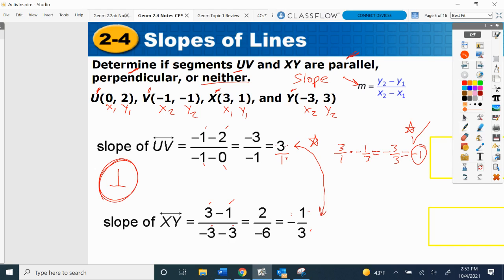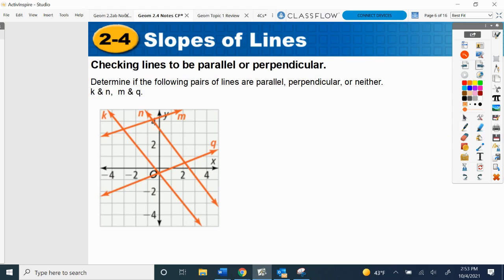Okay, let's check out some other examples we're going to take a look at. Okay, we can also tell whether lines are going to be parallel or perpendicular by looking at a coordinate grid and those lines being placed on that grid and finding out what the slope is of those lines. All right, so same thing. We're going to determine if these lines are parallel, perpendicular, or neither of them, of those options. First, we're going to check out K and N. All right, so we're going to determine what type of relationship would exist between K and N.